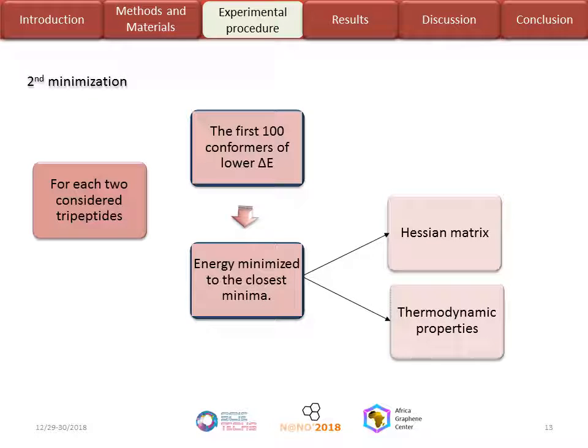For each tripeptide, the first 100 conformers of lower conformational energies were submitted to a second energy minimization, allowing all dihedral angles to be modified. The Hessian matrix was calculated, and the free energy was evaluated for each of the 100 minima. The resulting conformers were sorted by increasing values of the free energies, and then clustered into groups of conformers having the same structural characteristics: beta turns, gamma turns, or extended.